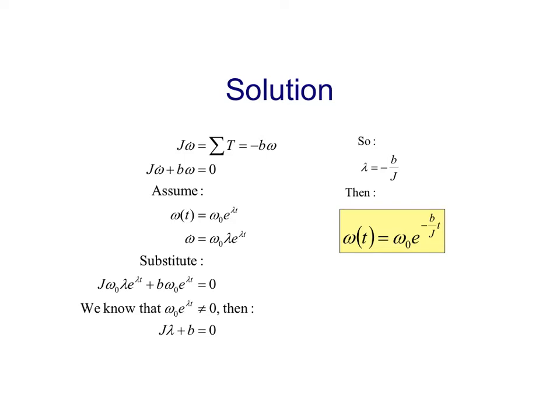So we use the other equation. The other equation is J lambda plus b equals 0. We find lambda equals minus b over J, and finally the equation for the angular velocity of the rotor is omega 0 times the exponential of minus b over J times t.